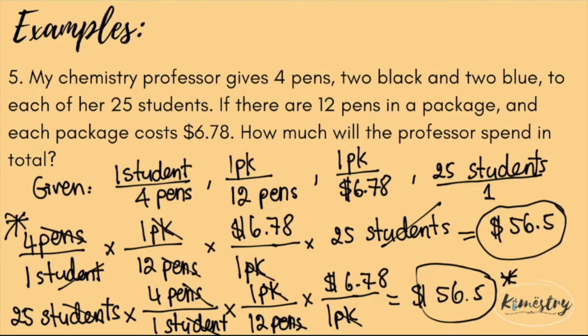And if you don't get to the right answer, you just need to manipulate the conversion factor a little bit. Like in this case, instead of using 1 student for 4 pence, I start with 4 pence per 1 student and then I get my answer.